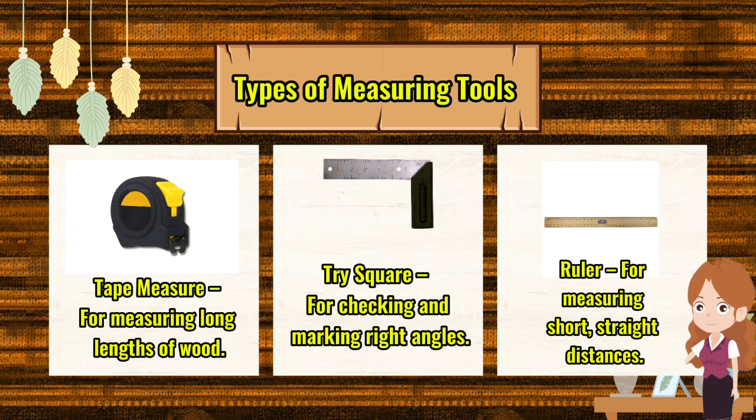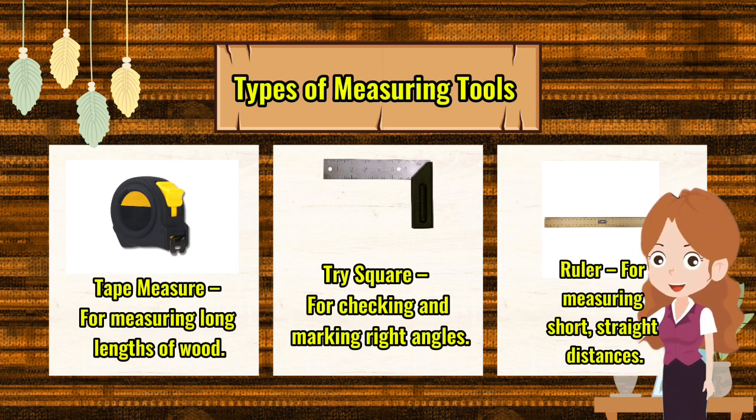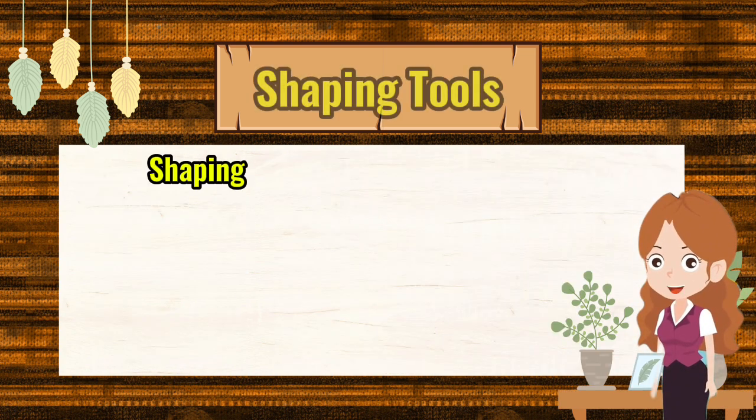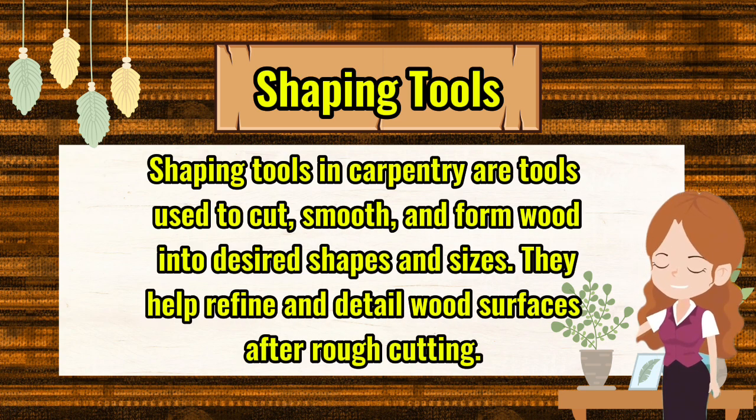We have tape measure. It is for measuring long lengths of wood. And tri-square, it is for checking and marking right angles. And lastly, ruler for measuring short, straight distances. So now let's proceed to the shaping tools.